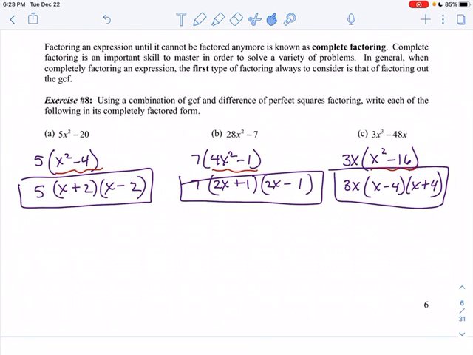Tomorrow we're going to do a little bit of factoring by grouping, but we're going to practice this first. Again, this is all just a review of what you should already know, but factoring is super important, so we want to make sure that everybody's okay with it. So we'll practice that tomorrow.